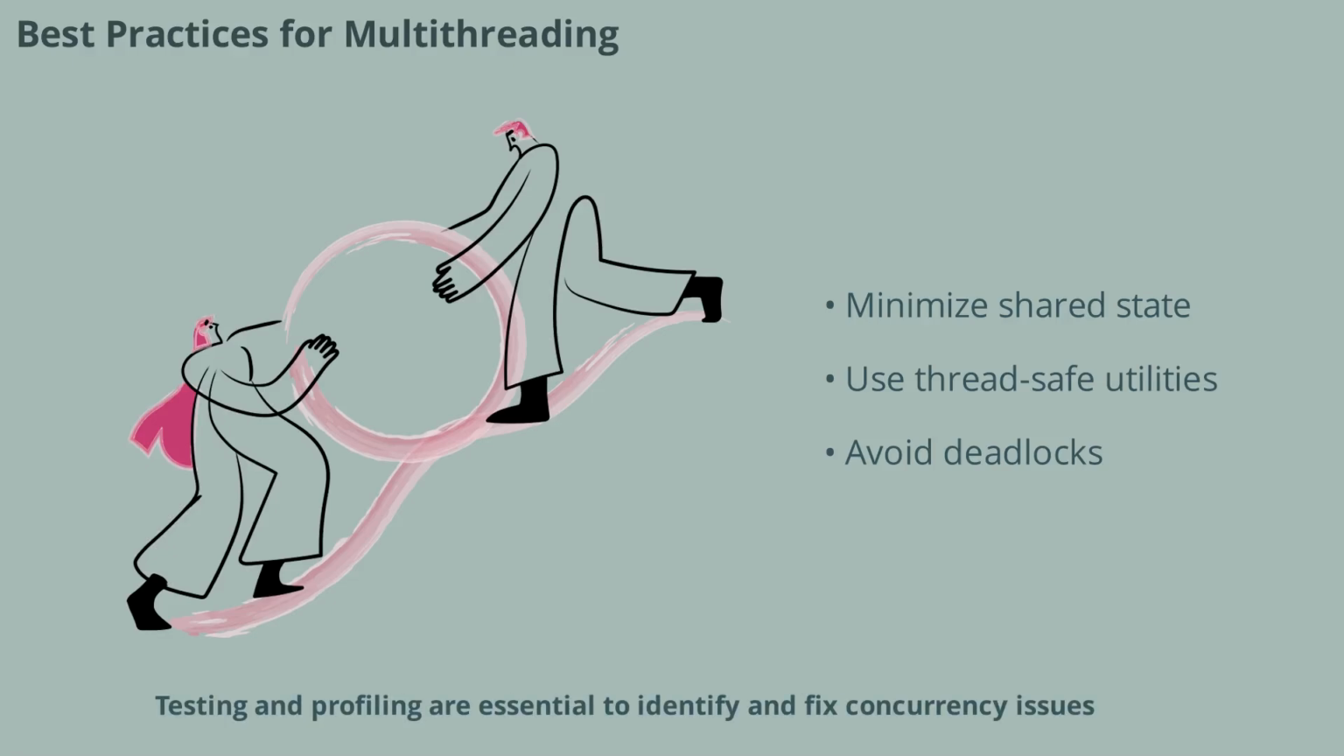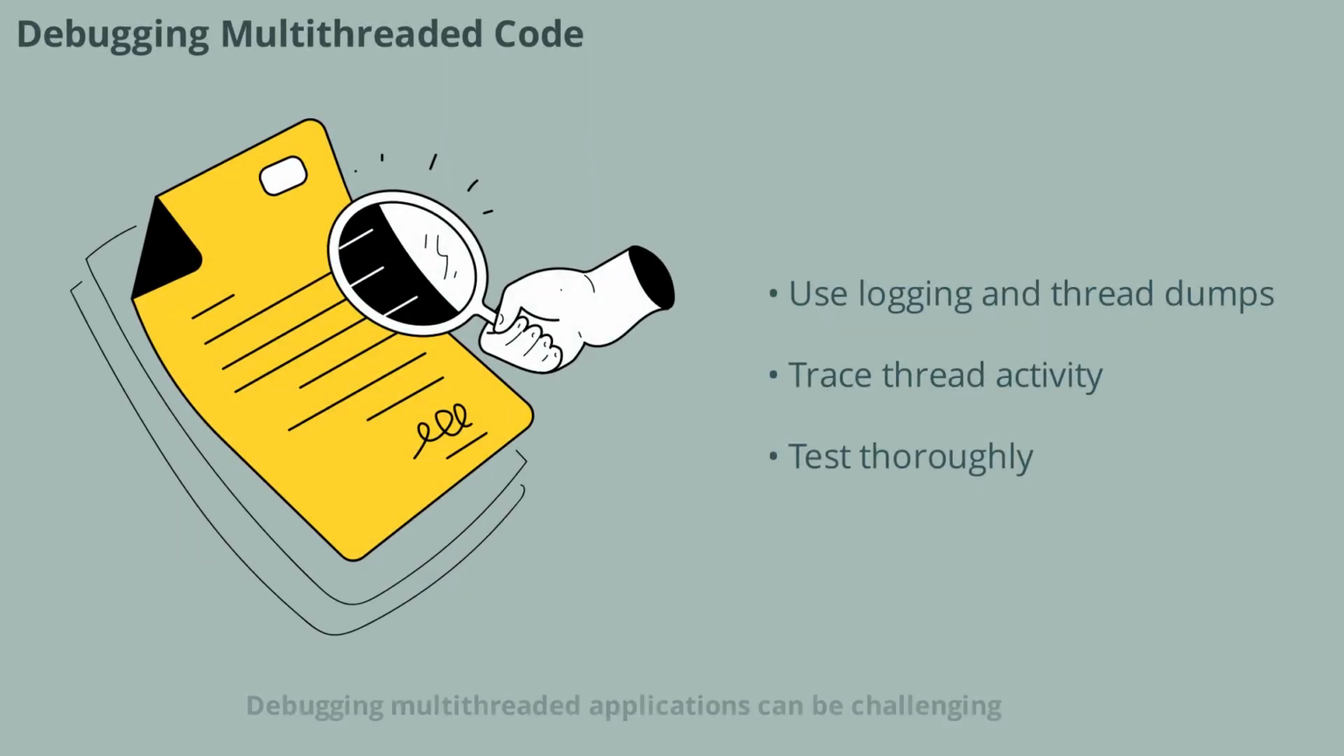Testing and profiling are essential to identify and fix concurrency issues. Debugging multi-threaded applications can be challenging due to timing issues and race conditions. Use logging, thread dumps, and specialized tools to trace thread activity. Pay attention to thread states and synchronization points. Consistent and thorough testing helps catch subtle bugs that may not appear in single-threaded scenarios.